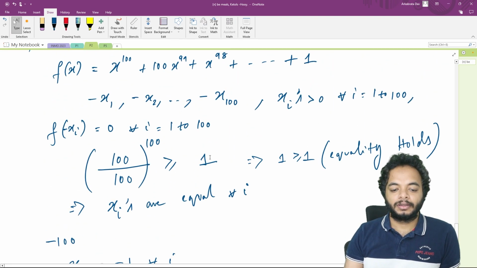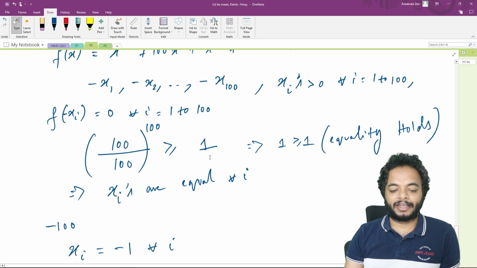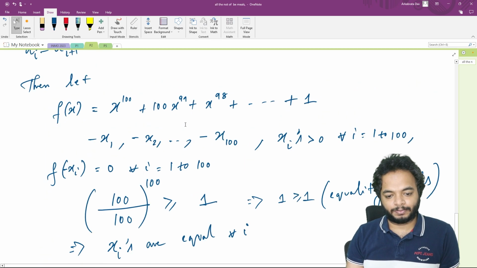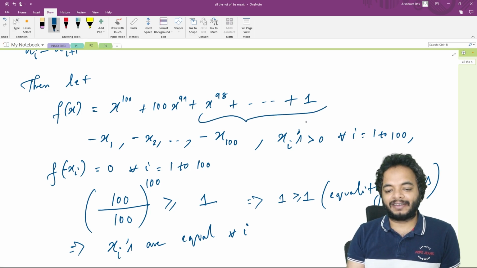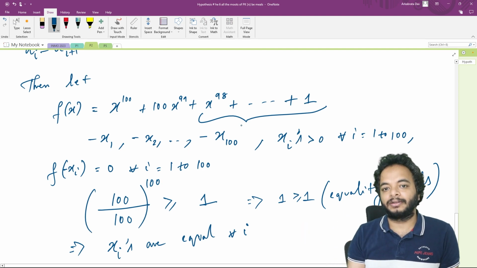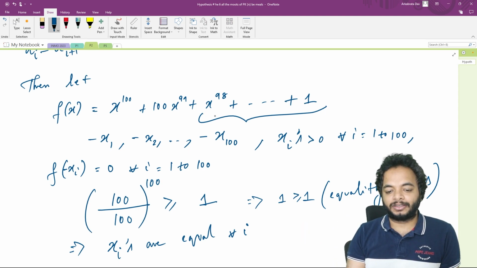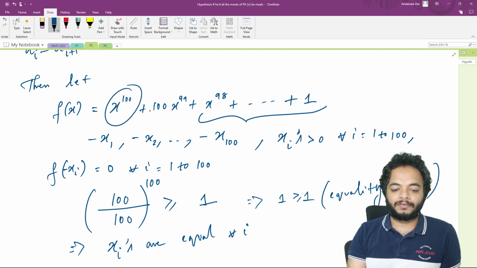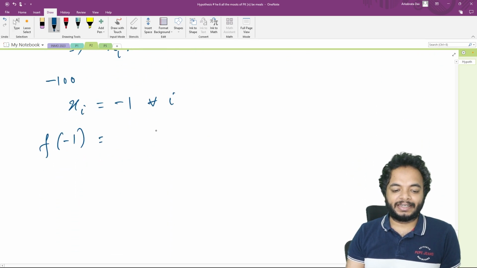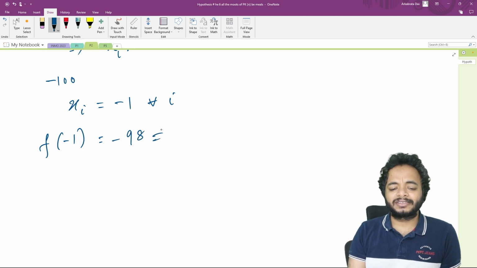And so now let's look at what f of negative 1 is. It's saying that negative 1 has to be a root. So f of negative 1, just put in negative 1. This part is having 99 elements, so the plus 1 and minus 1 would cancel out and 1 would be left. And so this part would sum up to be 1. This will give you 1 and this will give you negative 100. So you are basically getting negative 98, which is not equal to 0, and so negative 1 is not a root.